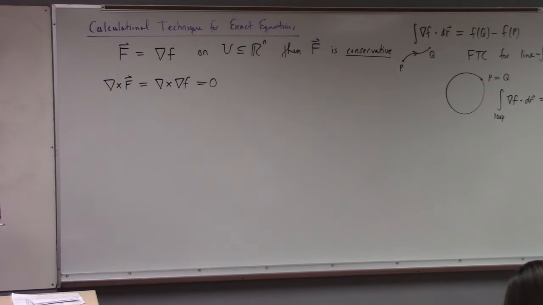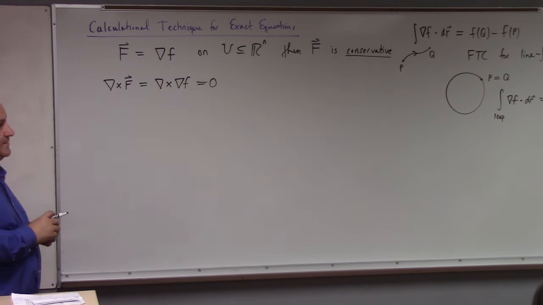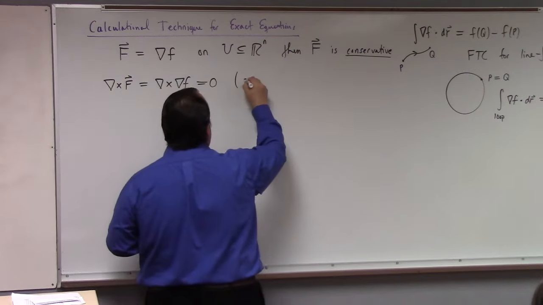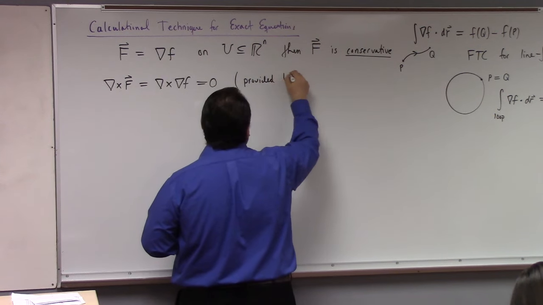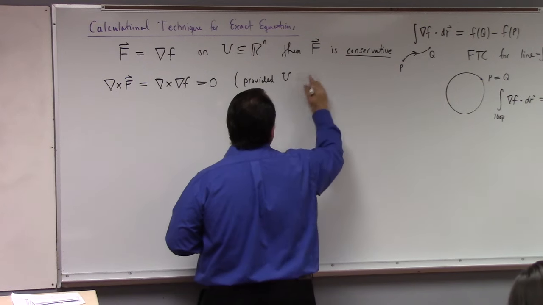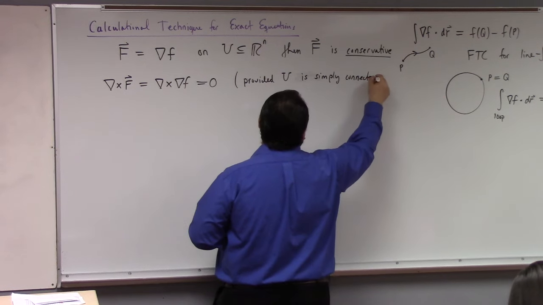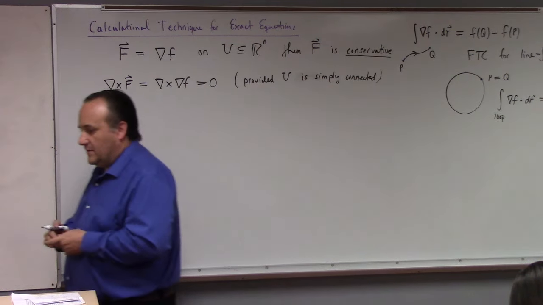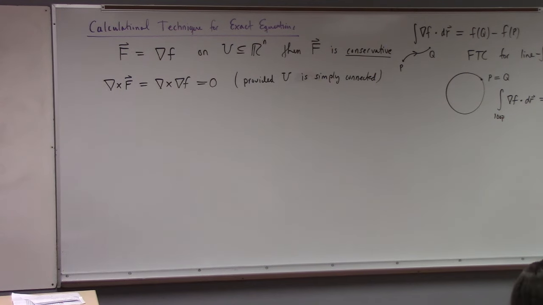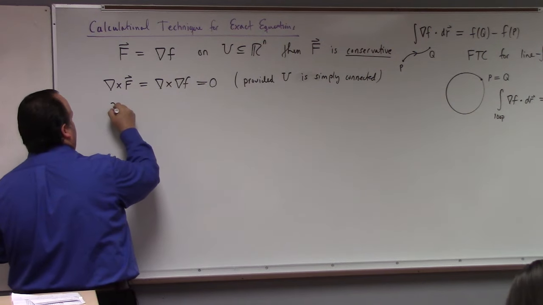That's another characterization. If that's true on a simply connected domain, then we can prove that the vector field's conservative, all right? There are like four equivalent characterizations of a conservative vector field on a simply connected domain, provided U is simply connected. But the fourth characterization is actually the one that grounds us here for the calculational technique, which is that we have path independence.